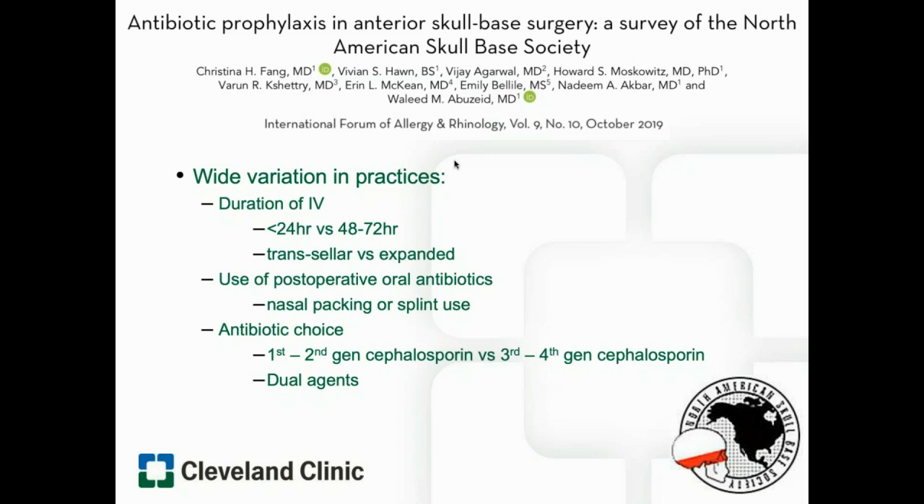We did see a wide difference in use of post-operative oral antibiotics, and that could be for a week, 10 days, or even more. And also that varied depending on whether the surgeon used splints on the septum or various degrees of packing in the nose. We also saw a wide variance in which antibiotics to use, ranging from a simple, straightforward first-generation cephalosporin to a little more potent third and fourth generation cephalosporins, and in some cases, dual agents.